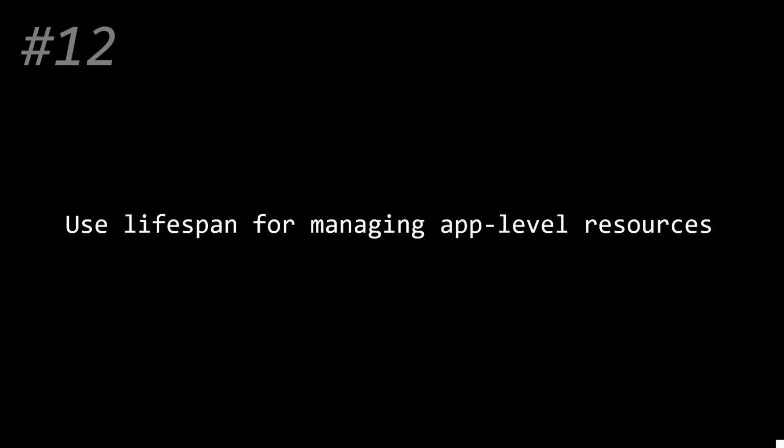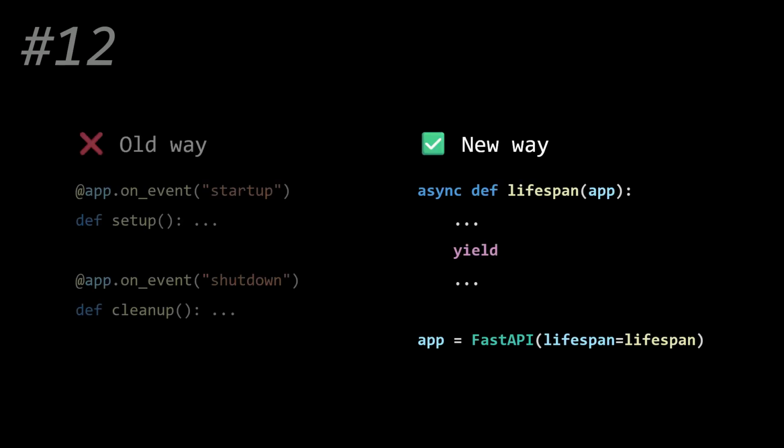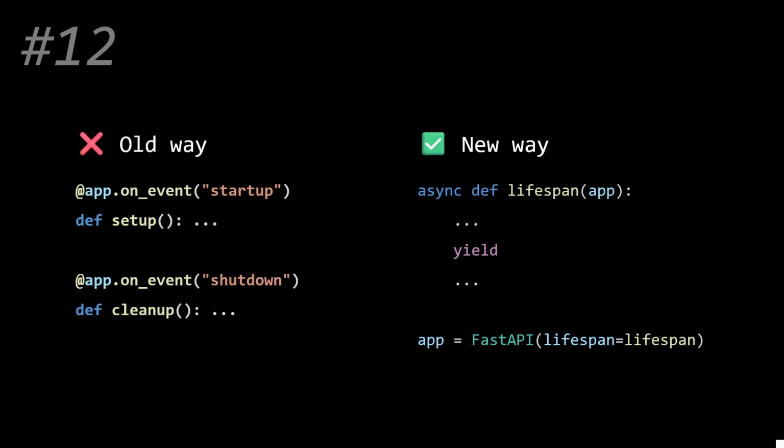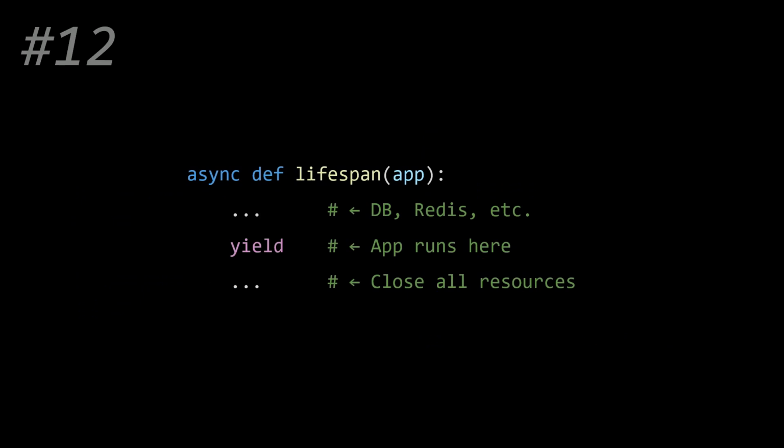Number 12. Use the new lifespan event for managing app level resources. It's better to use FastAPI's newer lifespan feature instead of the older app.on_event startup and app.on_event shutdown decorators. Lifespan gives you a single unified context to handle setup like initializing database connections, cache clients, or starting background tasks, and clean up when the app shuts down. It keeps your startup and shutdown logic together, which makes things easier to manage and reduces the chance you will forget to clean something up. And if startup fails, lifespan still ensures cleanup happens, which isn't guaranteed with the old way.